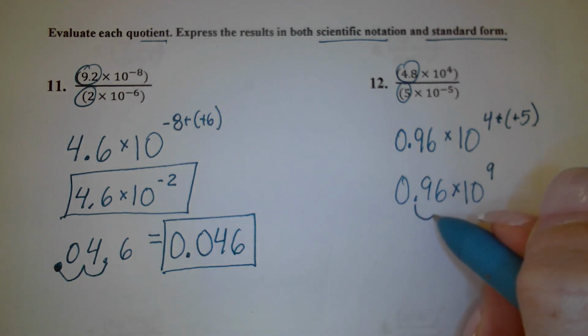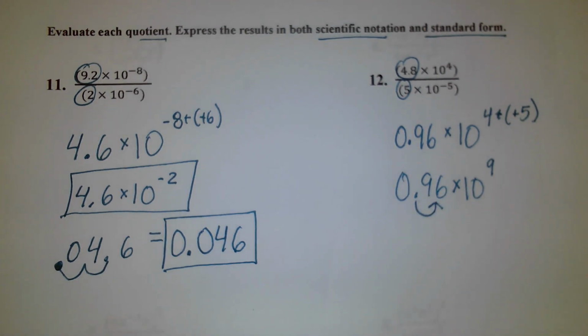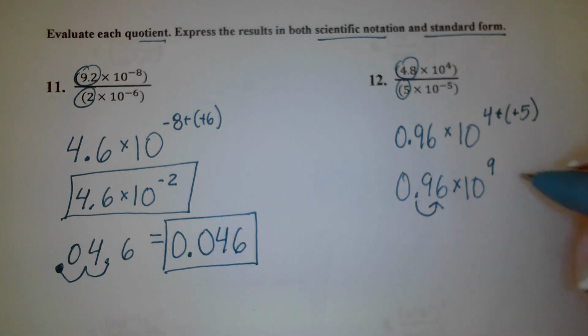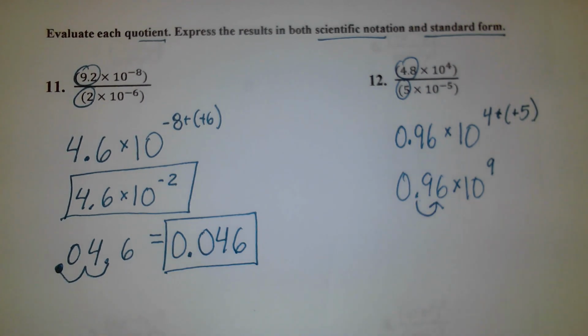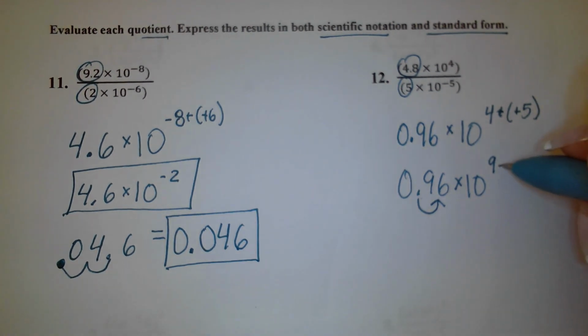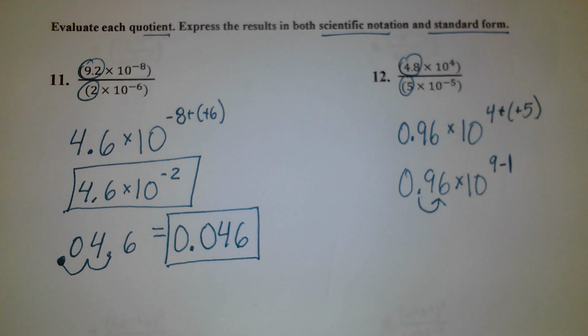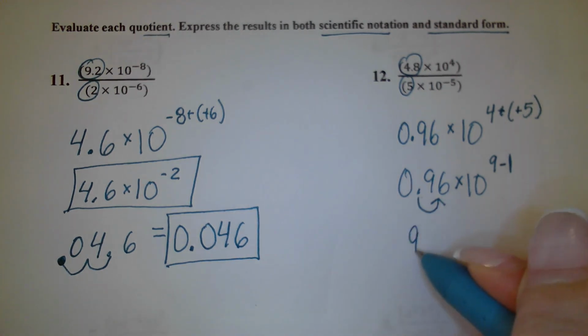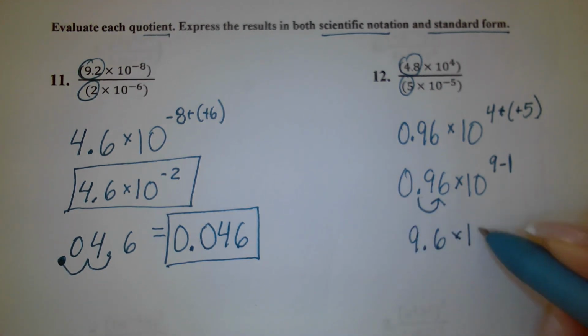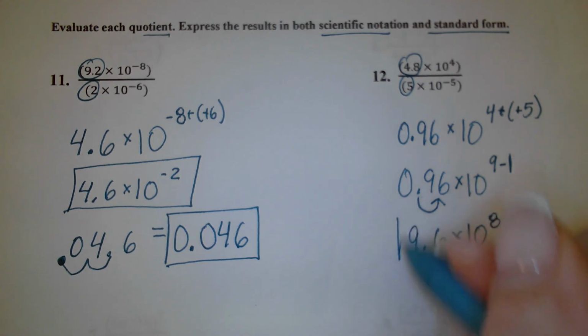So I'm going to have to move my decimal to the right this time. So when I move the decimal to the right, I'm subtracting 1. Before, on the previous page, we moved the decimal to the left, which is why we added 1. So to the right, we're subtracting, and our answer is 9.6 times 10 to the 8th power.